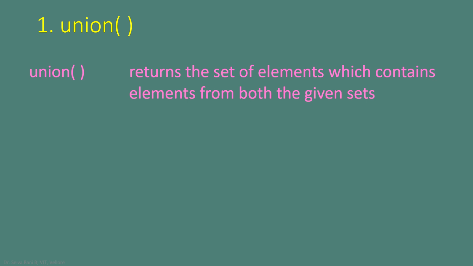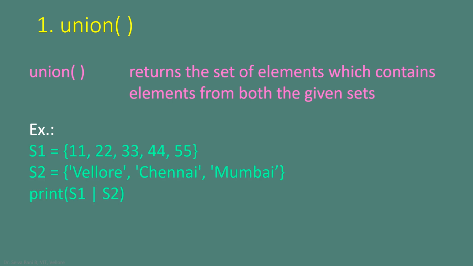The first method is union. Union is the method which will return all unique elements from both the sets. The syntax is set1.union(set2).